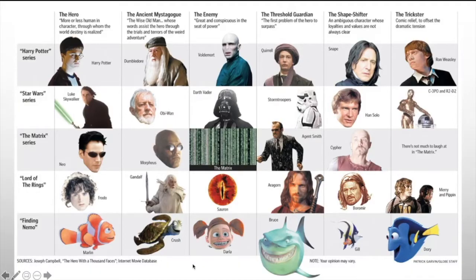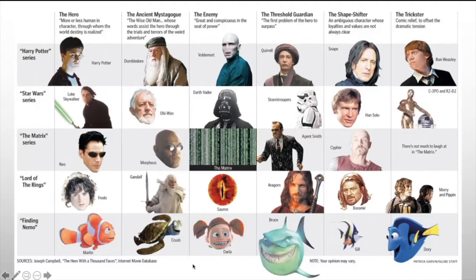And here's some other great examples here. You can see that in these different movies, you kind of have the same idea going on in each one. In Harry Potter, of course, the hero is going to be Harry Potter. Dumbledore is going to be the wise old man, Voldemort's enemy. And the last thing there, Ron is the trickster. And you can see they compare him to other movies.